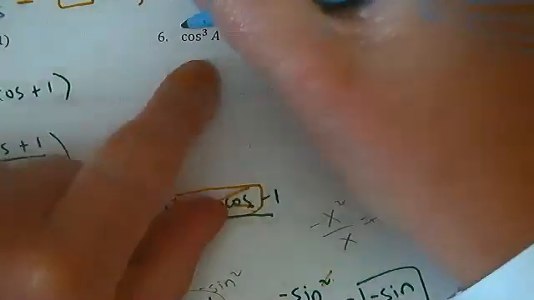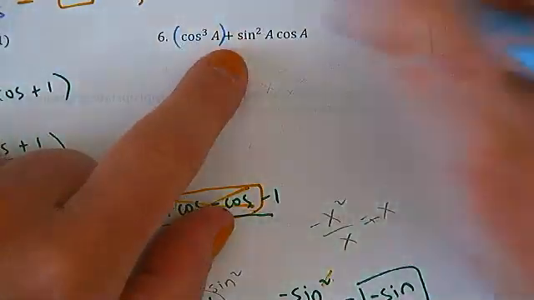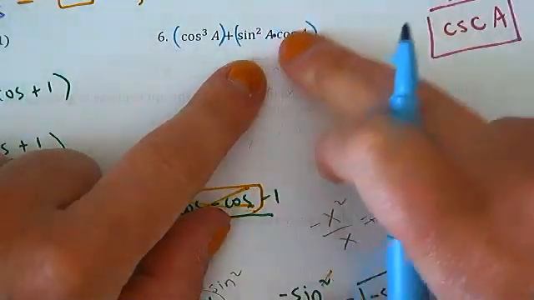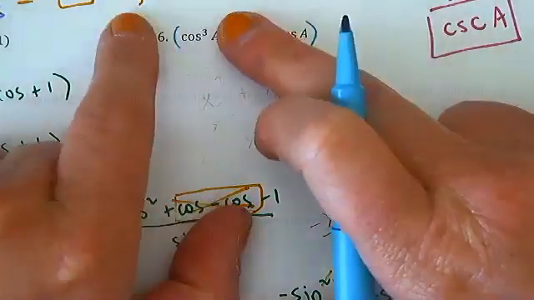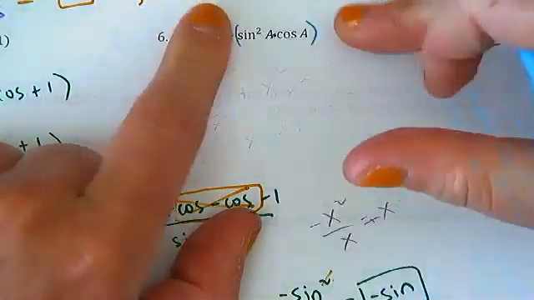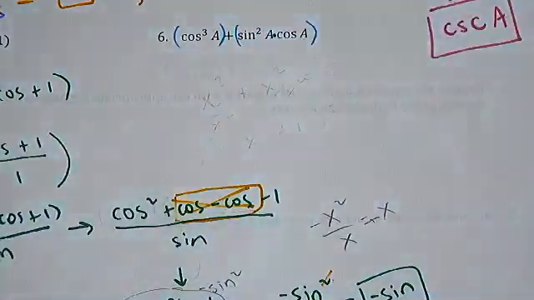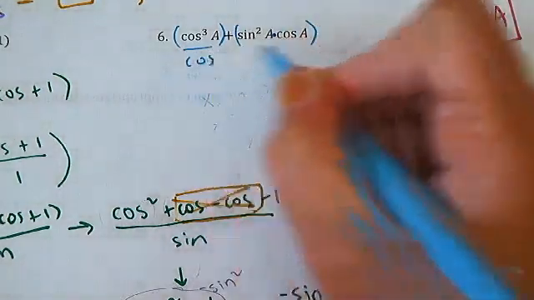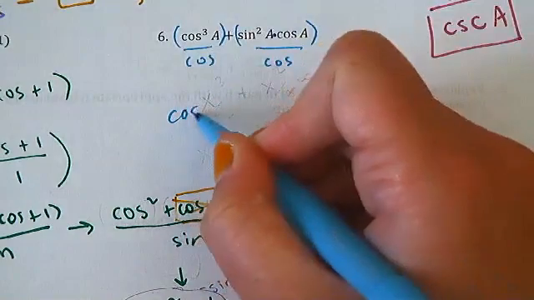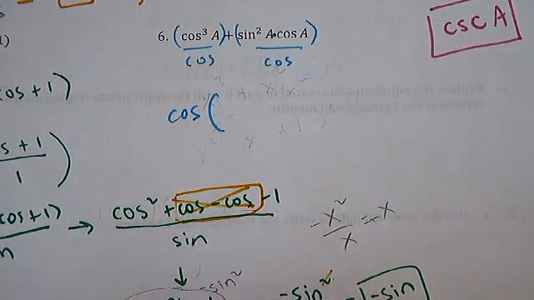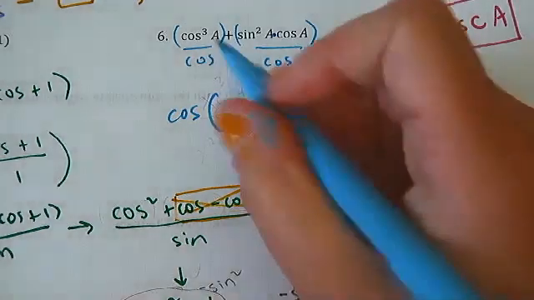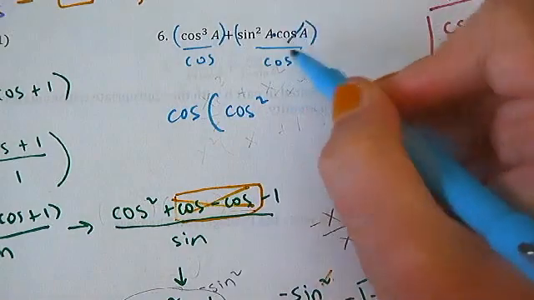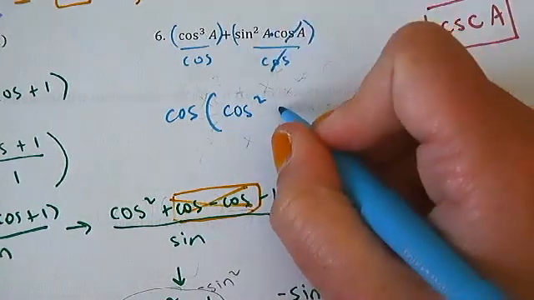So this is cosine cubed plus sine squared times cosine. So does this and this have something in common? Do they have a greatest common factor? Yes, they both have a cosine. So I can divide both of these by 1 cosine and pull it out here. That's my greatest common factor. Now what's left over? Cosine cubed over cosine is cosine squared. Cosine over cosine cancels to be left with sine squared.